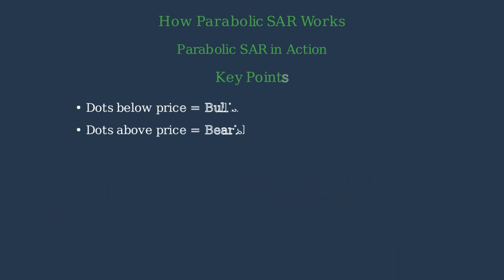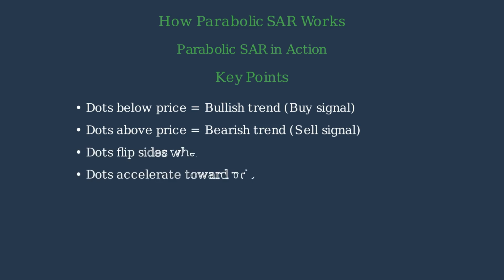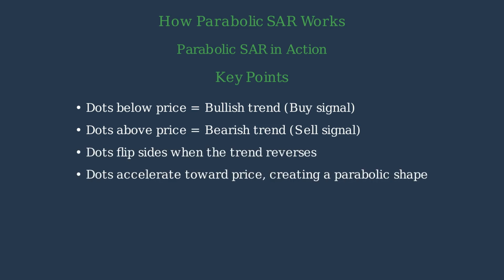To summarize how parabolic SAR works, when dots are below the price, we have a bullish trend suggesting long positions. When dots are above the price, we have a bearish trend suggesting short positions. The indicator flips when a trend reversal is detected, and the dots accelerate toward the price as the trend continues, which creates the parabolic shape that gives this indicator its name.